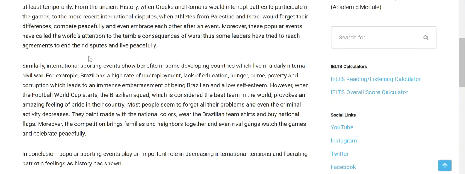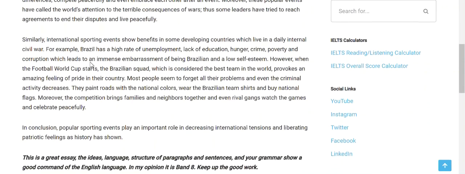Most people seem to forget all their problems and even the criminal activity decreases. They paint their faces with the national colors, wear the Brazilian team shirts and buy national flags. Moreover, the competition brings families and neighbors together and even rival gangs watch the game and celebrate peacefully. و یه دفعه شما میبینید که خانواده ها دور هم جمع میشن و بازی رو ببینن و حتی گنگام تیمای گانگستری هم میشن با هم دیگه اینو میبینن.